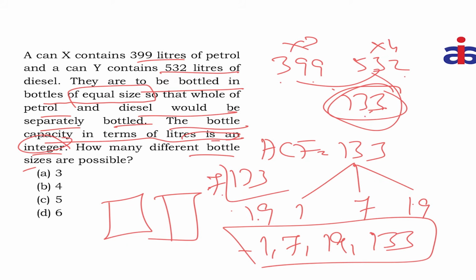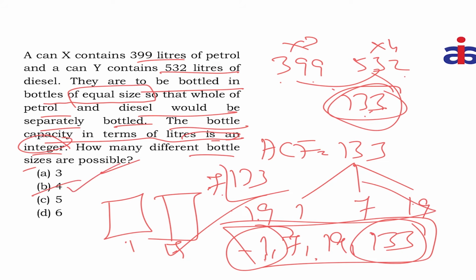So we'll take only 1 liter bottle, or 7 liter bottle, or 19 liter bottle, or 133 liter bottle. Minimum bottles means the maximum size you can take, and maximum bottles means minimum size, 1 liter, you can take, right? So this is an extension of that one. So now what is your answer? 4. So the answer is B, that is 4 different sizes, right? That's it. Next.